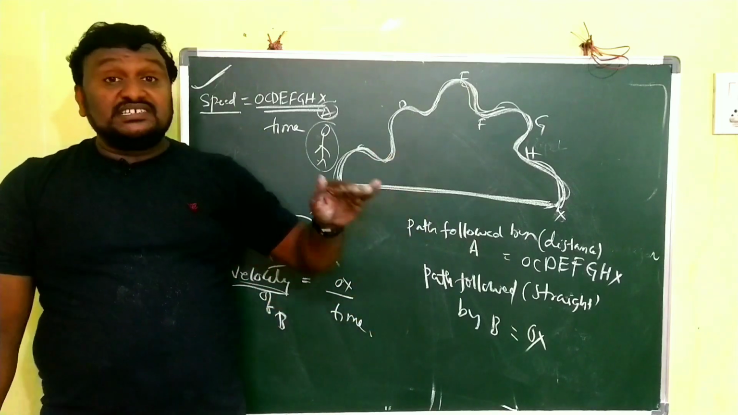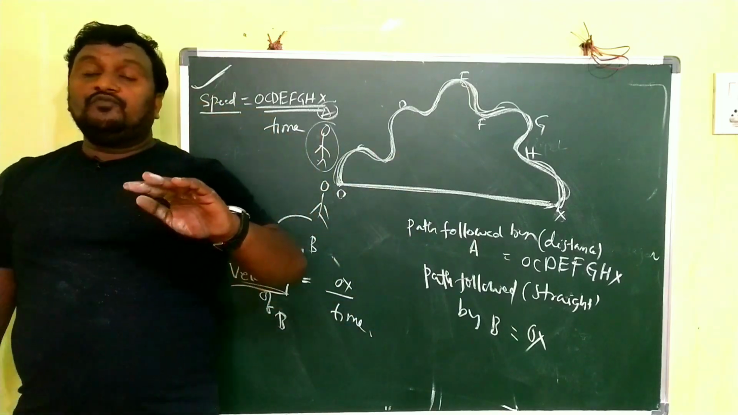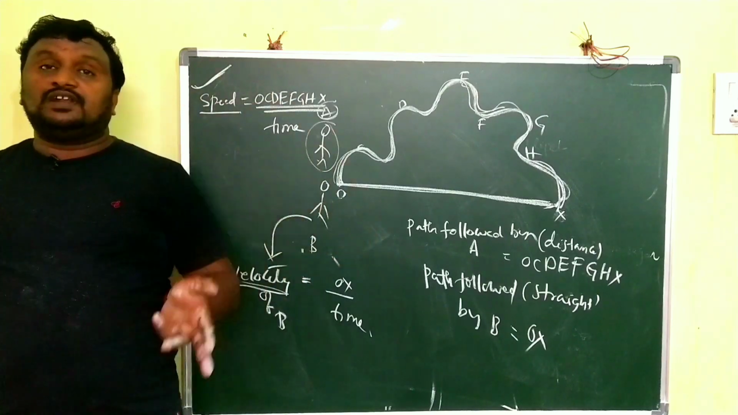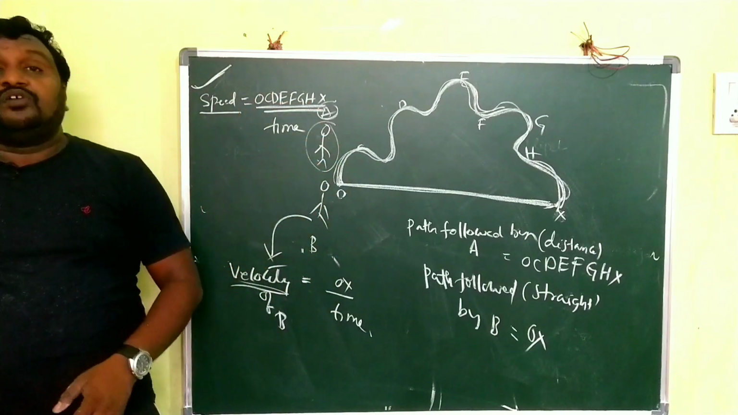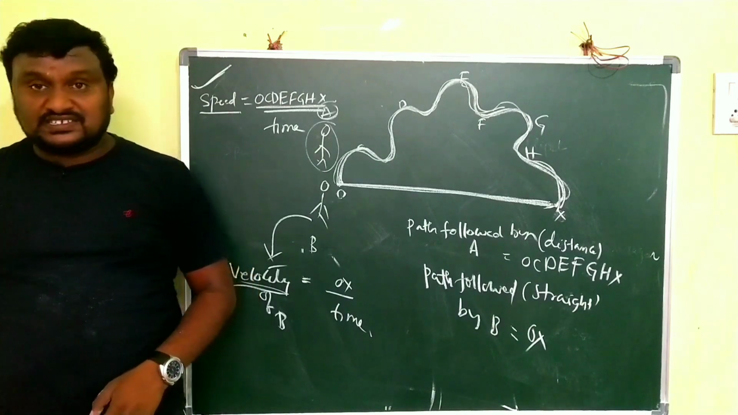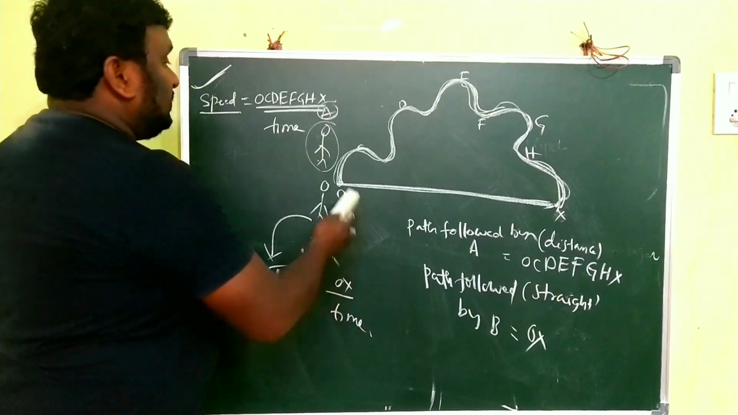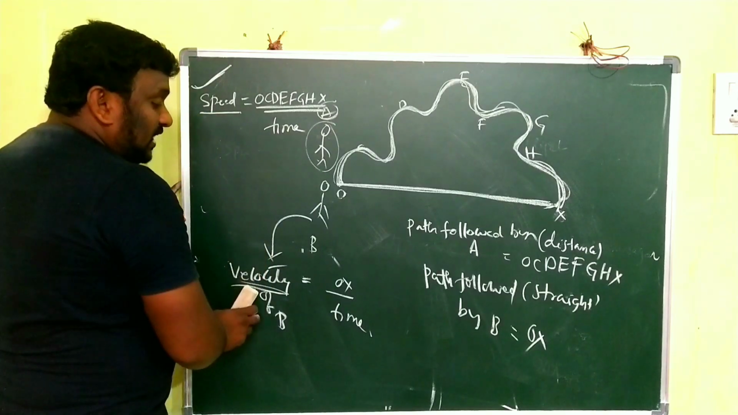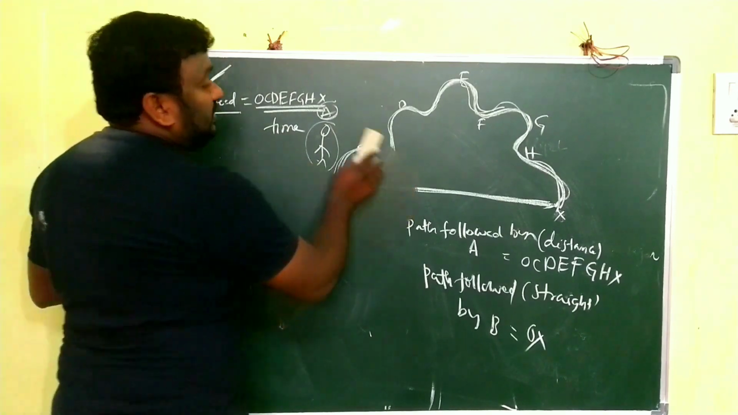So if we consider distance, the rate of distance is called speed, and the rate of displacement is called velocity. So in this way we will find out the speed and velocity. Okay now children, that is the difference you have to observe. Speed is a scalar quantity, velocity is a vector quantity.